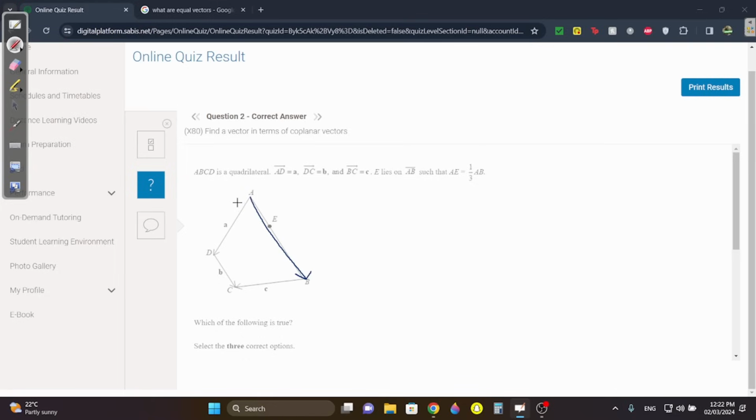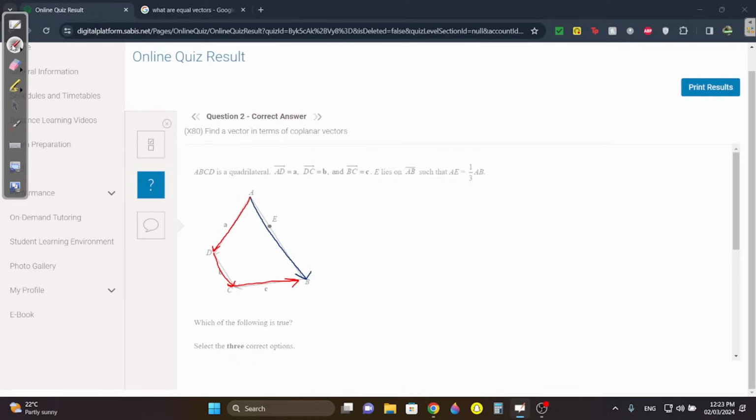If you want to solve for vectors, just memorize this. Take the alternative path. So from A to B, what is it equal to? It's equal to A to D, then D to C, then from C to B. So this red line is equal to this blue line. What is this red line?